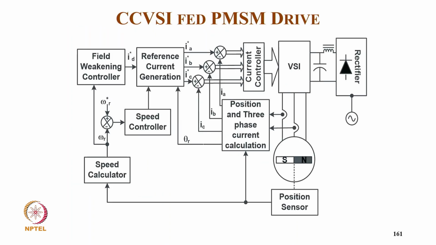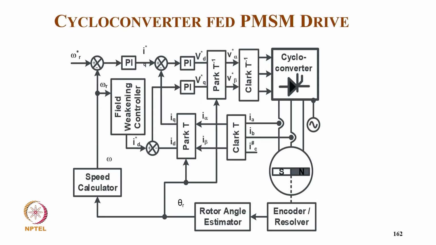And this is for typically a current controlled voltage source inverter. So we have a position sensor, and then we calculate the speed. We have a field weakening controller as well as a speed controller. We get IDIQ, and from theta we convert into IA, IB, IC, and sensing the current, we have a feedback current, and we put the three-phase current controller for the voltage source inverter, assuming that this voltage source inverter is operating at high switching frequency.